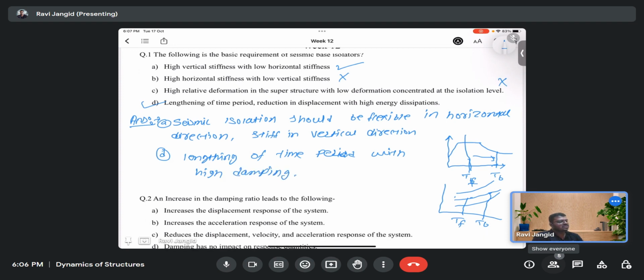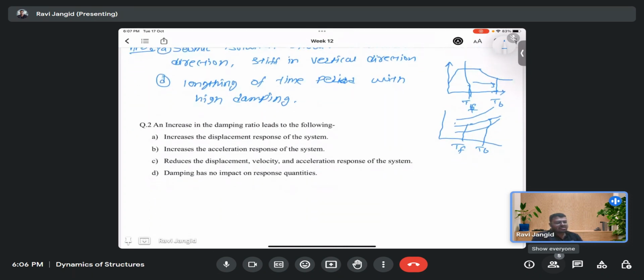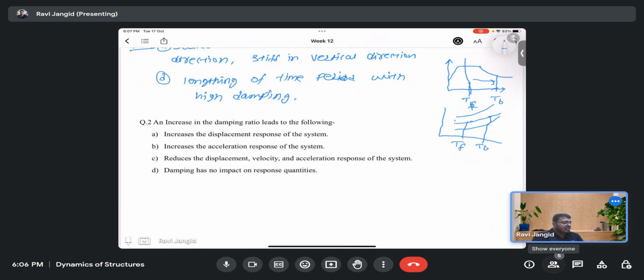Okay. So these two options are correct, and B and C are wrong. So now, another question. An increase in the damping ratio leads to the following: increase the displacement of the response. This is very simple. Can you tell me by reading it out? Like if I increase the displacement, same as the fourth option we discussed.